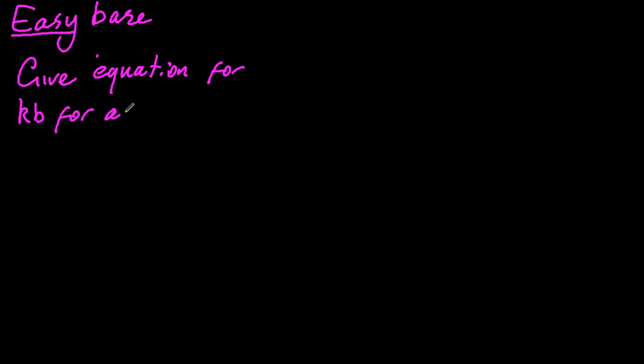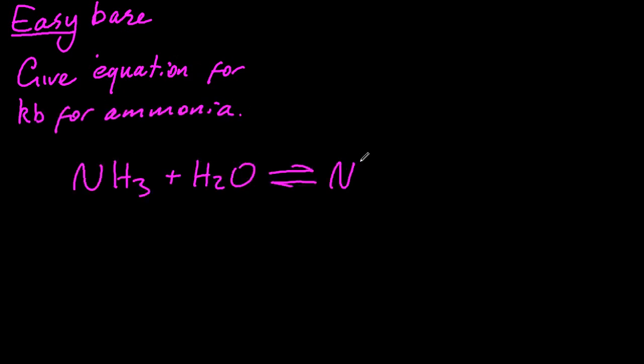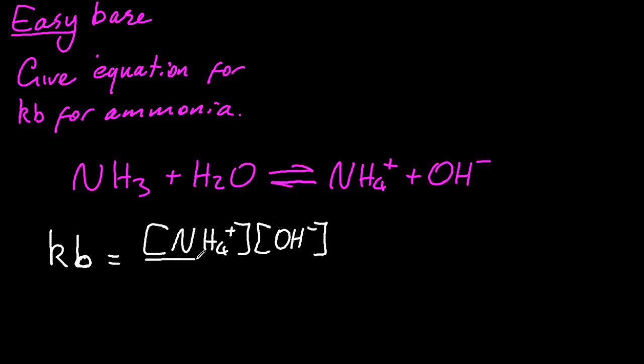Let's look at an easy basic example. So let's have the equation for Kb for ammonia. Alrighty, so add it to water. You've really got to add it to water to make it work for the bases. Pop off the hydroxide ion. And once again, products divided by reactants, and ignore the water. It's in a different state.